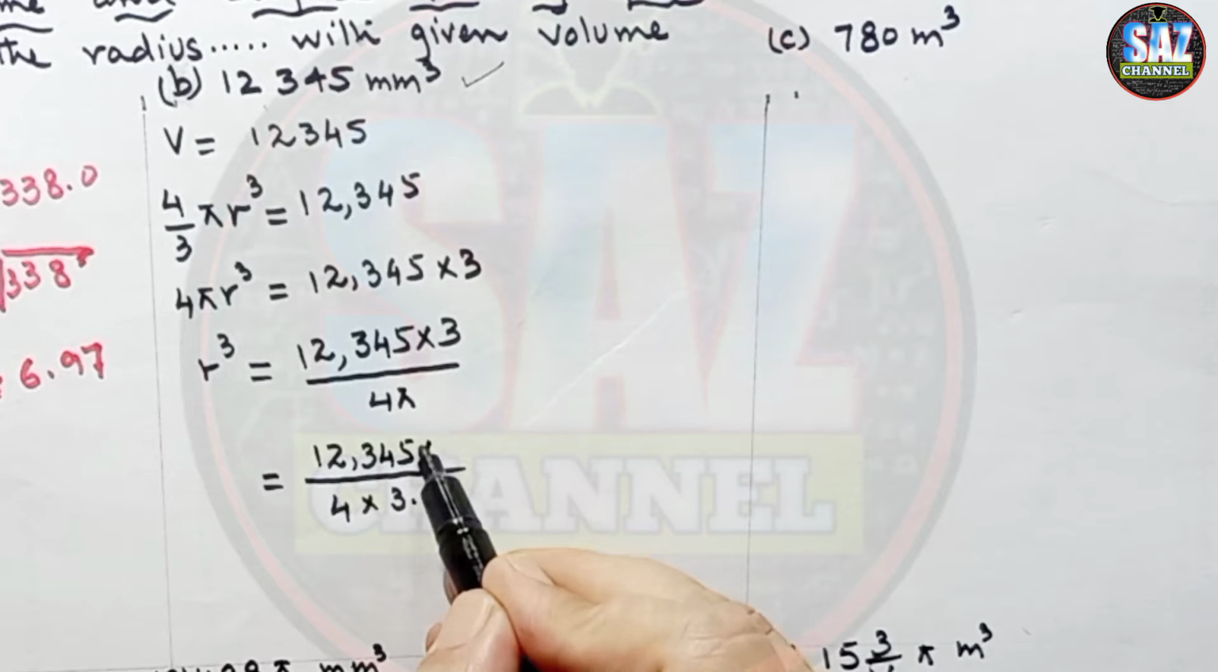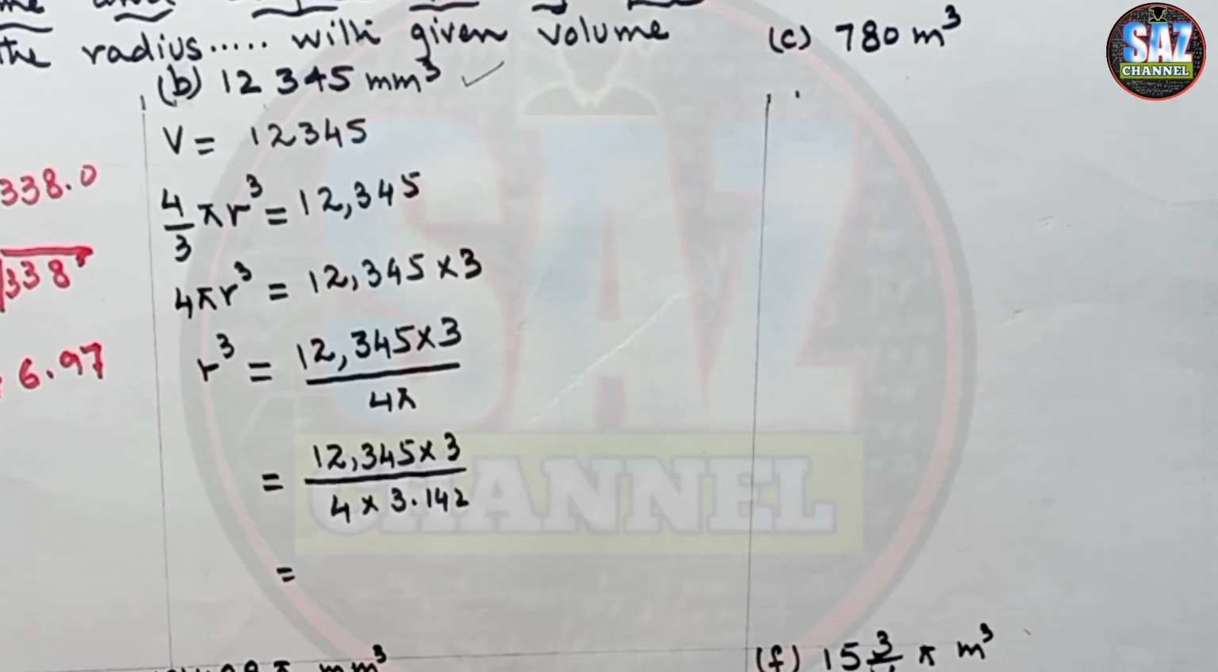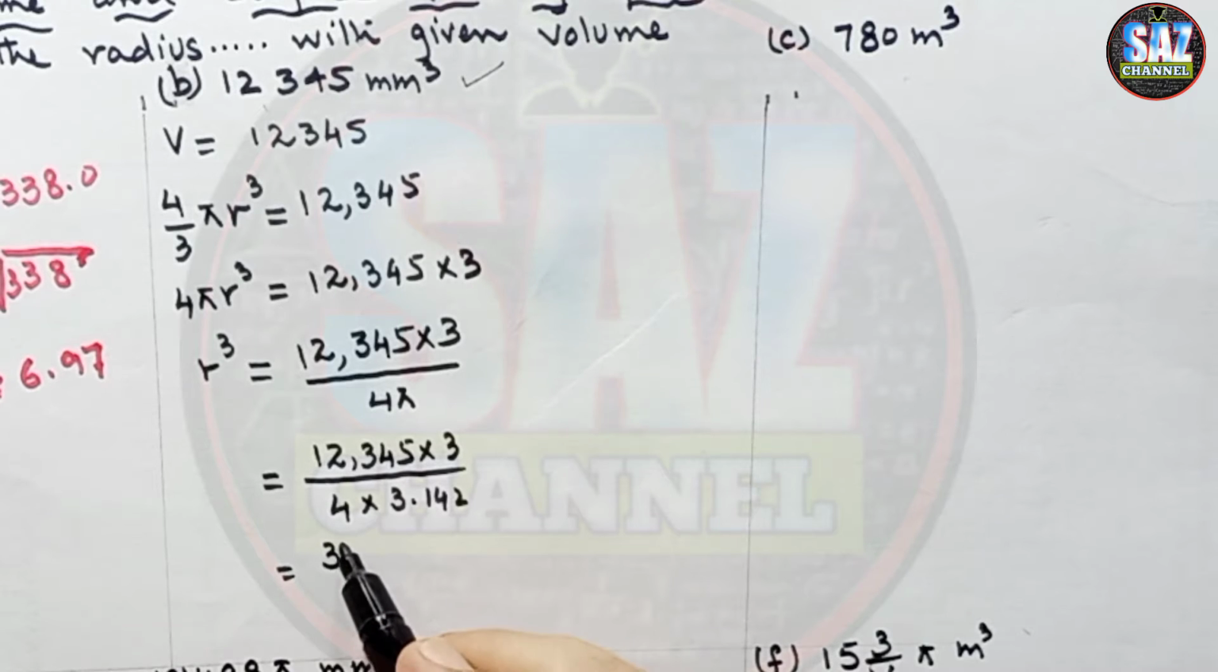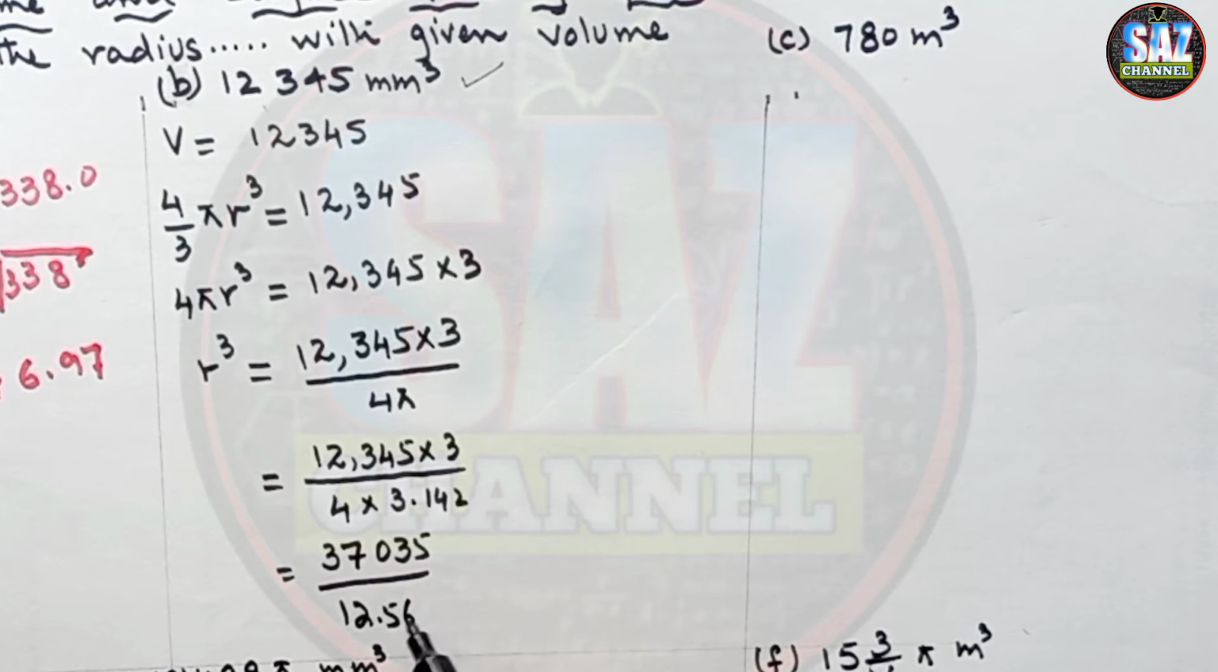I always ask my students to try to go for the simplification and calculations in the same step. 12,345 multiplied by 3 gives me 37,035 upon 3.142 multiplied by 4, the same calculation that will be coming 12.568.